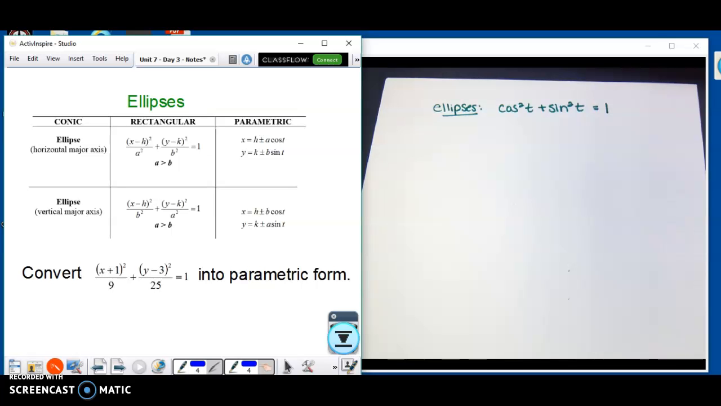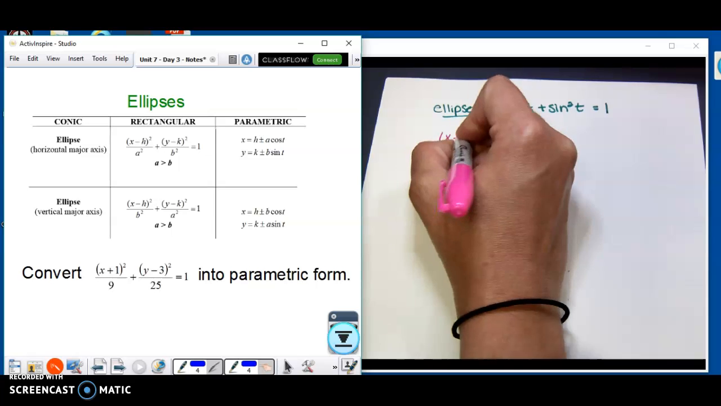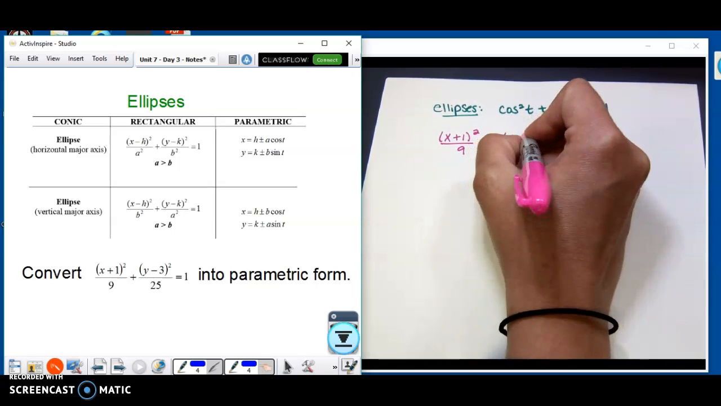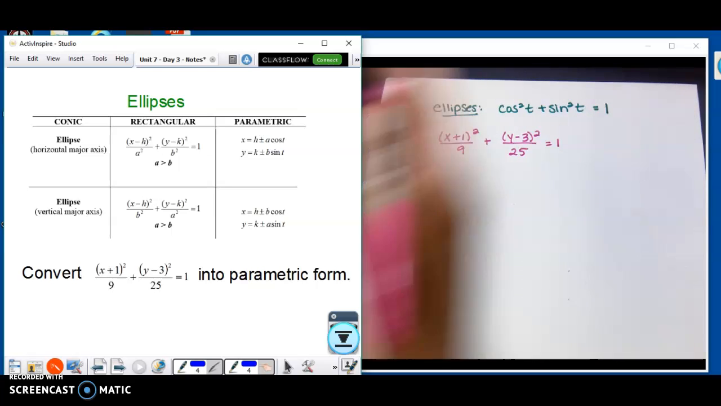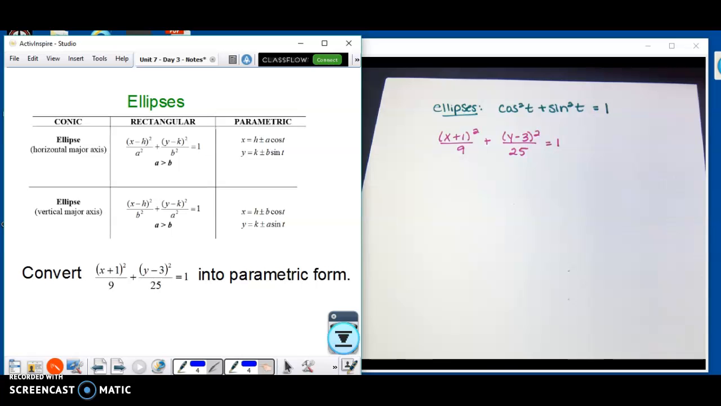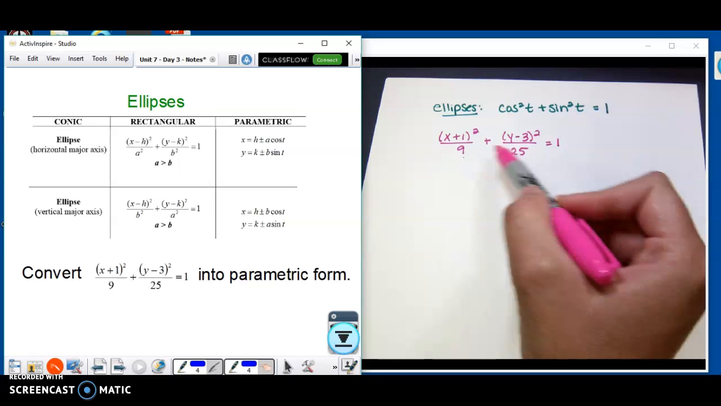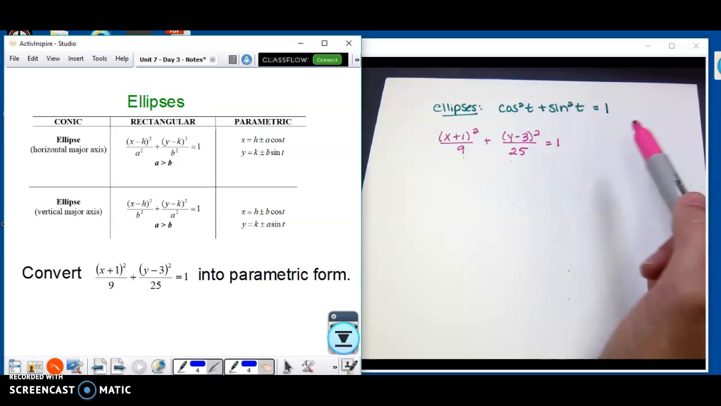So looking at our first problem here, we have (x plus 1) squared over 9 plus (y minus 3) squared over 25, and that's equal to 1. Okay, so first off, we know this is an ellipse because it's addition, so it can't be a hyperbola, and because these have different numbers on the bottom, that's why it's not a circle. So this is going to be an ellipse.